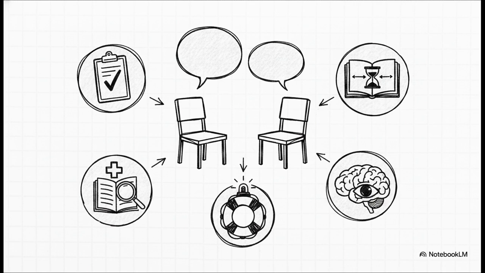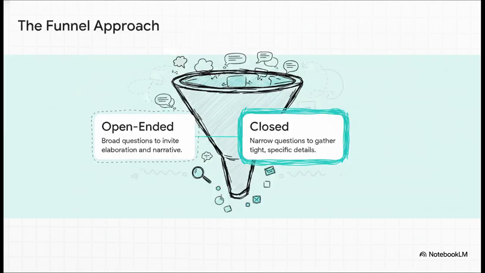Or, if there's an emergency like a suicide risk, you immediately pivot to a crisis interview for support and safety planning. And running in the background of all of this, that's the mental status examination, or MSE. It's a protocol where you organize your observations on the patient's appearance, behavior, speech, and cognition. To actually navigate these interviews, you've got to use a specific communication strategy known as the funnel approach.